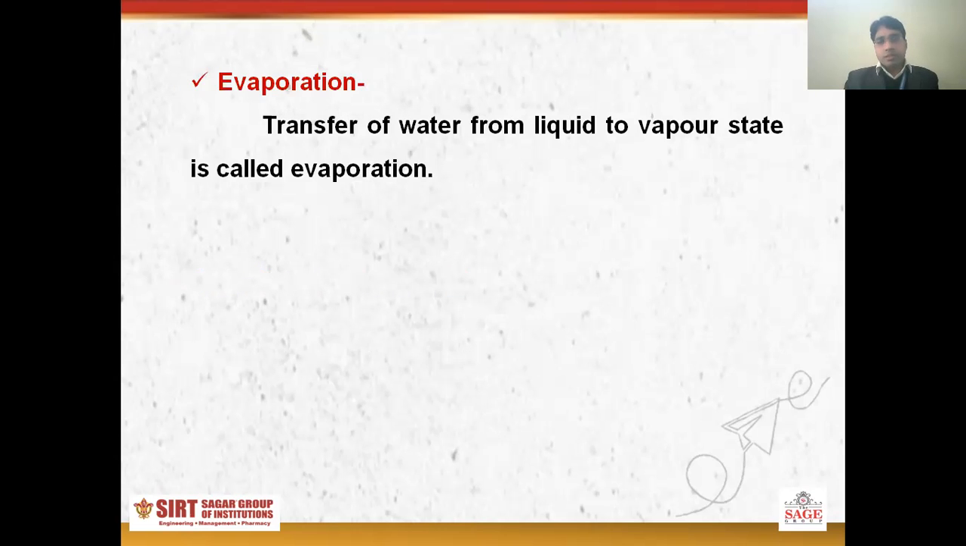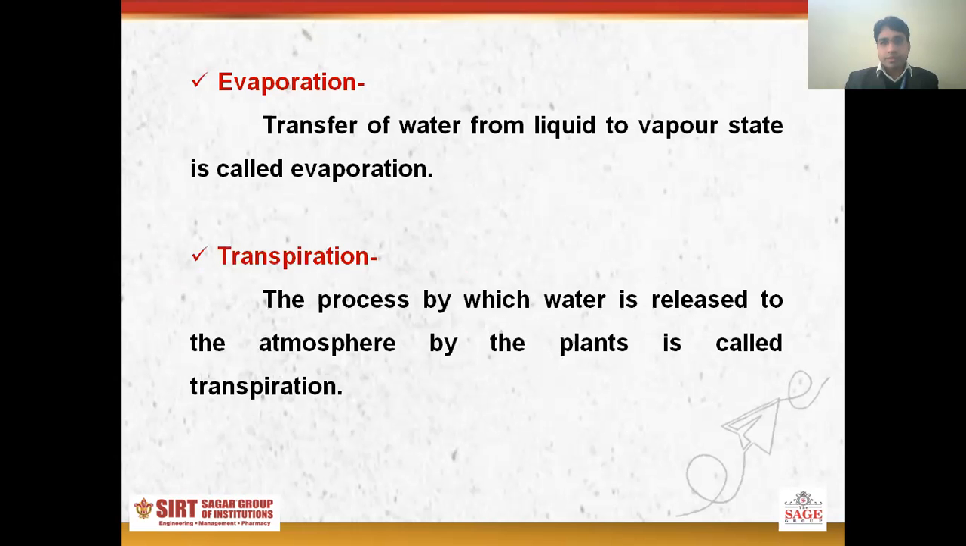Now the evaporation. Evaporation, the transfer of water from the liquid to the vapor state, is called evaporation. And now the transpiration. The process by which water is released to the atmosphere by the plants is called transpiration. So this is all about the hydrological cycle.